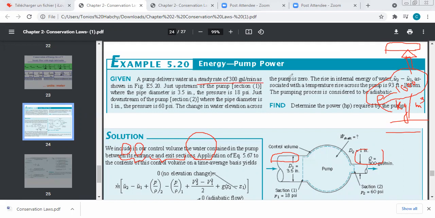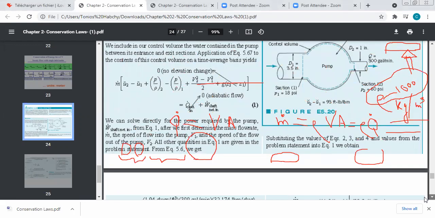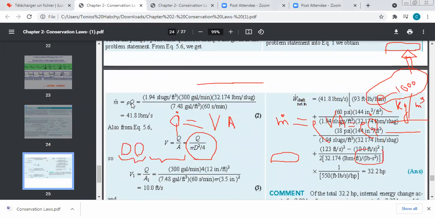Whenever I have the rate, Q dot, Q dot is V times A. And if I know Q dot, I can deduce M dot, because M dot is rho VA, so it's rho times Q dot. So here I have information about the rate, and all I can do is apply it at the inlet and outlet. So I can say that M dot is equal to rho times Q. Q is given, so all I have to do is multiply it by rho.